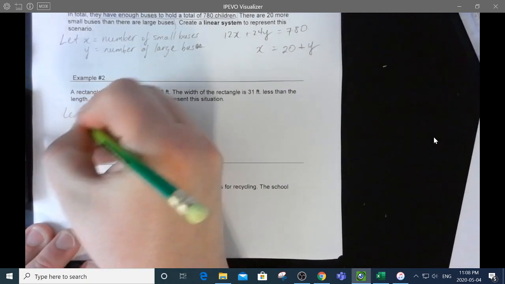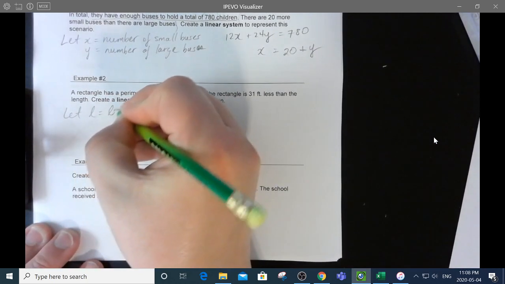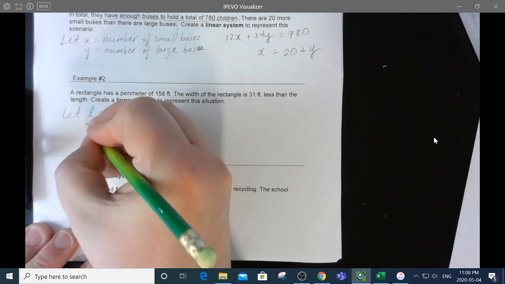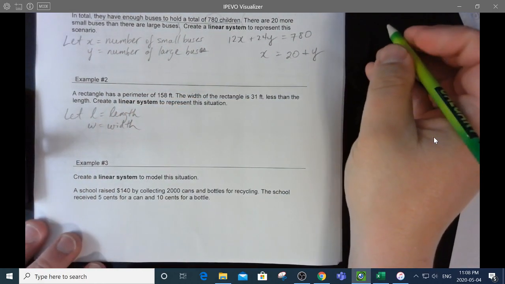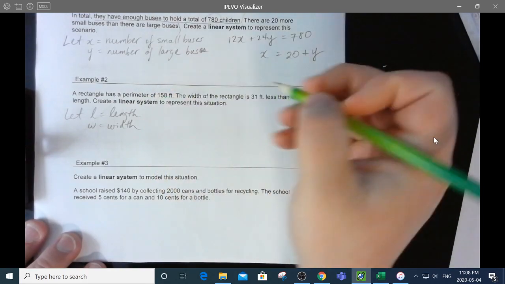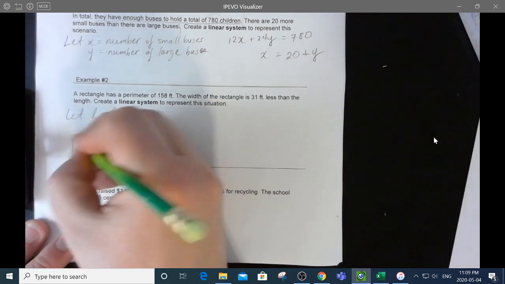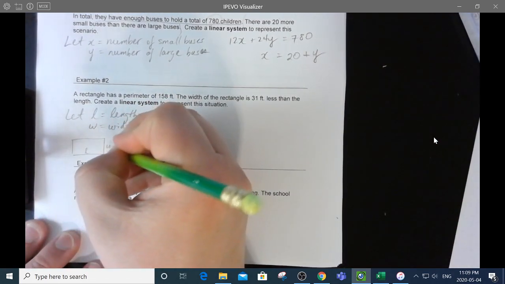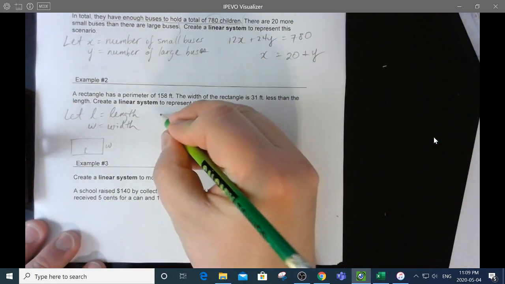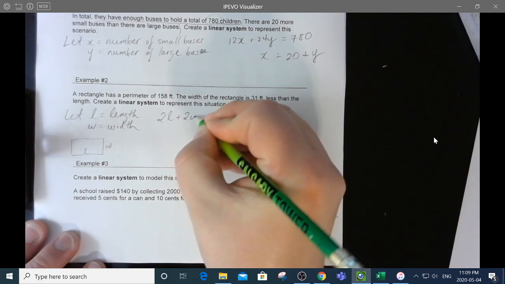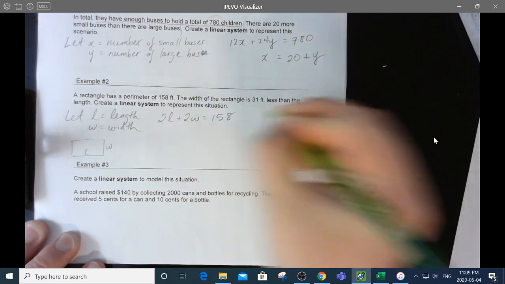So I'm going to let L be the length of the rectangle and W be the width. Those seem like good letters to use. And, okay, perimeter of 158 feet. Remember how perimeter works? Length, width. There's two lengths and two widths that make up the distance around. So 2L plus 2W equals 158. So there's my first equation.